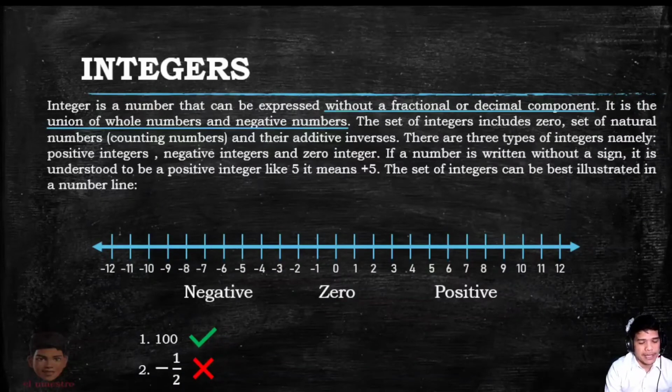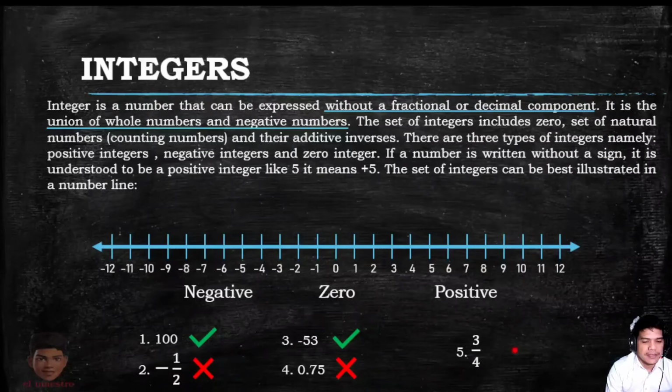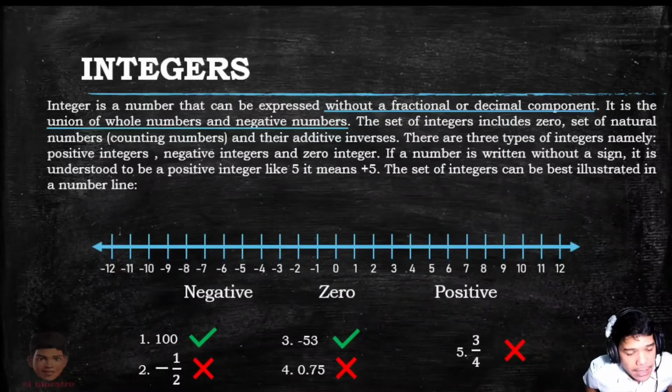Sabi sa definition, dapat hindi fraction. Okay? Next, negative 53. Integer. Very good. Next, 0.75. Correct. Not an integer. Next, 3/4. Very good. Not an integer, because 3/4 is in fraction form. Okay? So, by this class, sana na ma-differentiate na natin o ma-identify na natin ano yung integers and ano yung hindi.